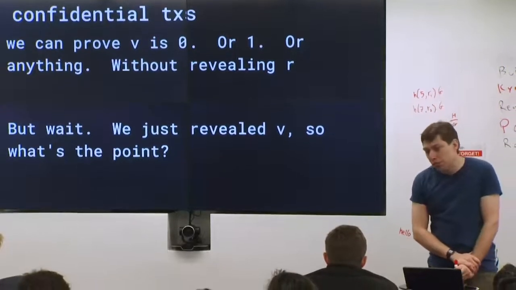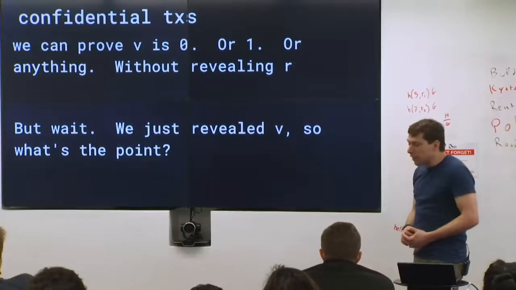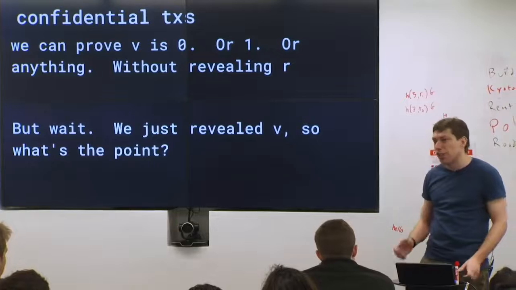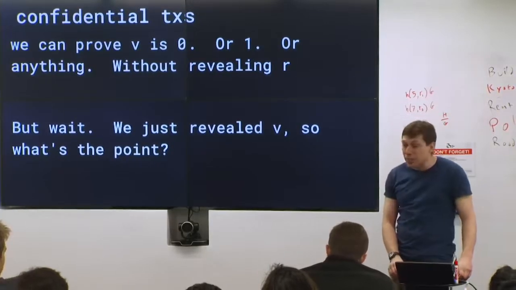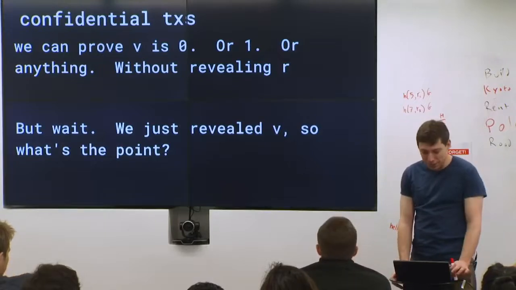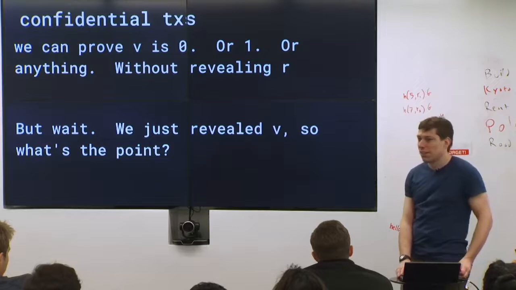But wait, we just revealed V. So what's the point, right? Did that really get us anywhere? If we can make a signature that reveals the value we've committed to while hiding the rest of the stuff, is that useful? It's kind of cool, but what can we do with this? Any ideas?